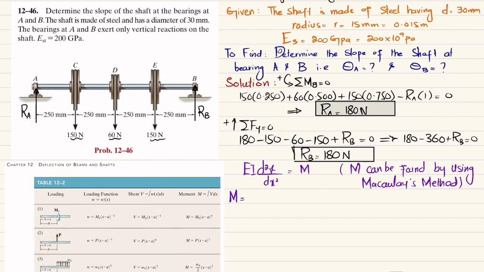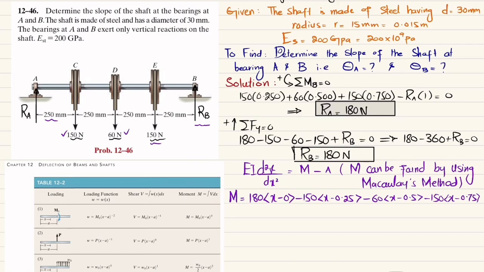Since the force is upward, I will write RA, which is 180, into x minus a. a is 0, so x minus 0. The second force is 150 Newton, which is downward, so I will write minus 150 into x minus a, where a is 250 millimeter, which is 0.25 meter. The third force is 60 Newton, so it will be minus 60 into x minus 0.5. And the other force is 150, so minus 150 into x minus 0.75. We will neglect the force on the right hand side. So this is your moment equation.